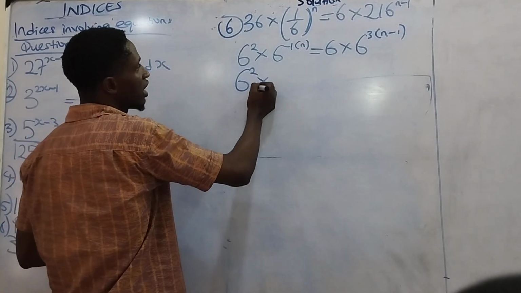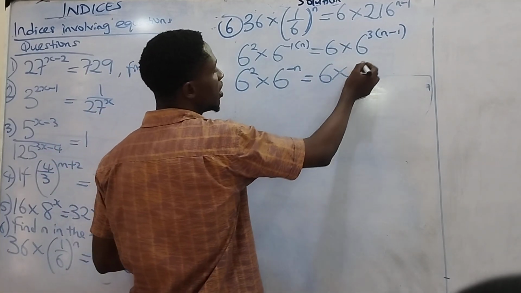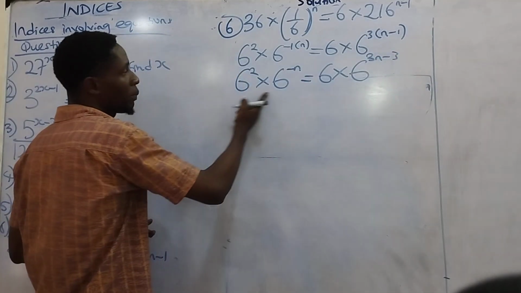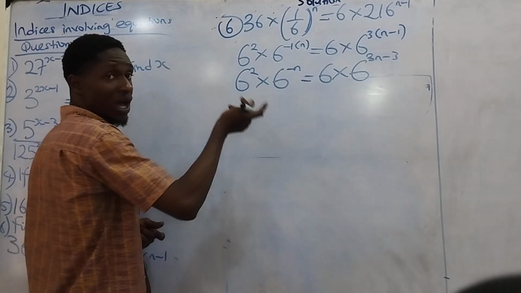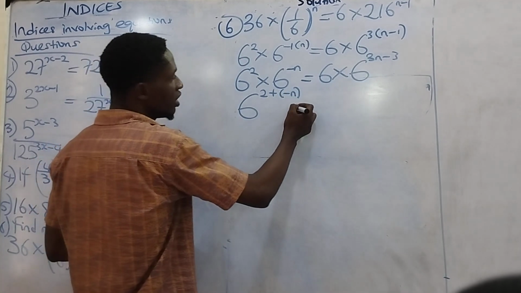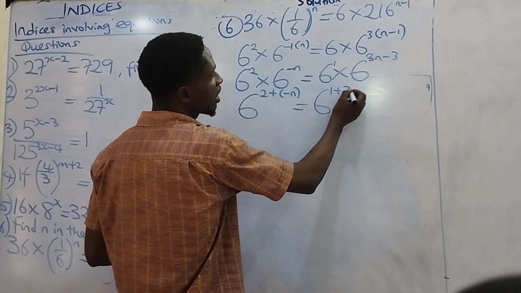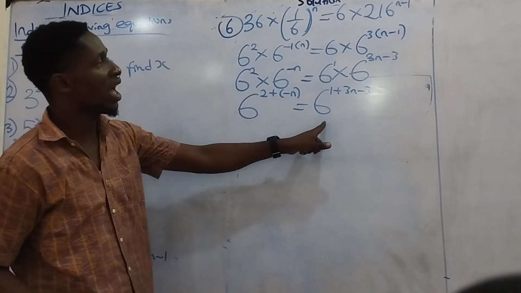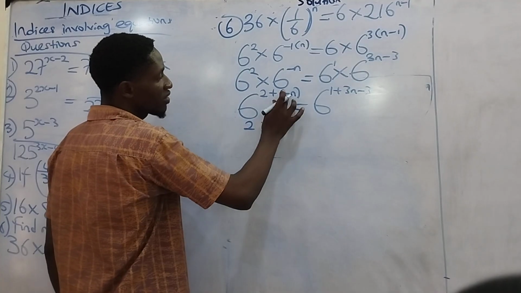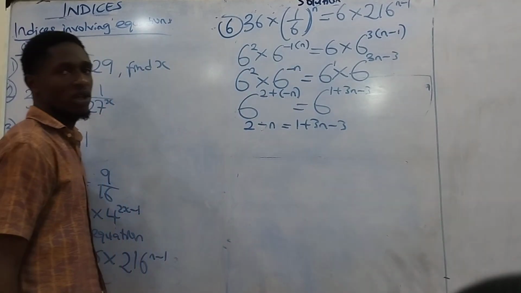6 raised to the power of 2 times 6 raised to the power of minus 1 times n is minus n, is equal to 6 times 6 raised to the power of 3 times n is 3n minus 3, 3 times 1 is 3. Applying the law on the left hand side, which is to add the power: 6 to the power of 2 plus bracket minus n is equal to, the power here is an invisible 1. Take note of that. 1 plus 3n minus 3. Since the bases are the same, let's equate the power. The power on the left hand side is 2 plus, plus times minus is minus n, is equal to 1 plus 3n minus 3. Let's collect like terms.